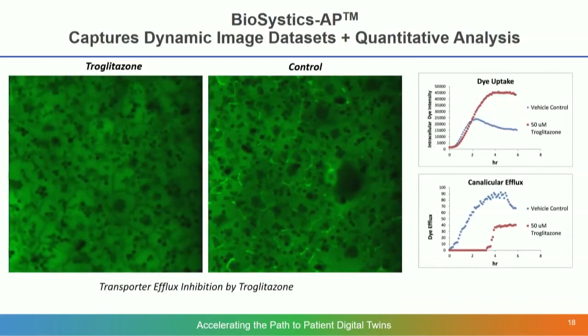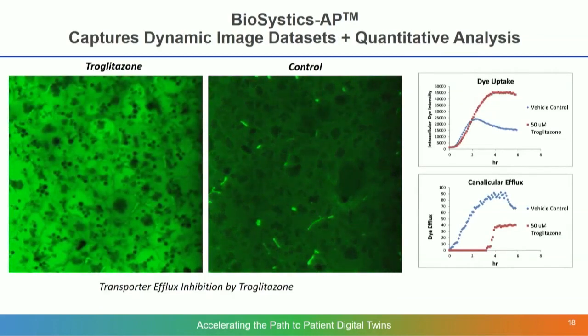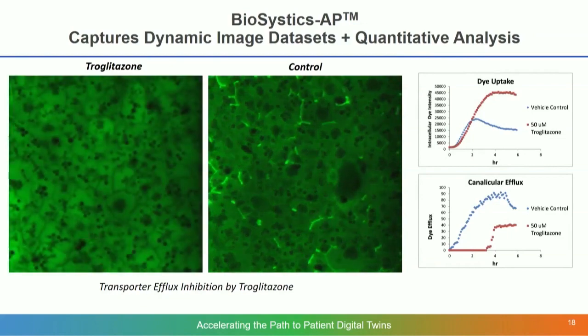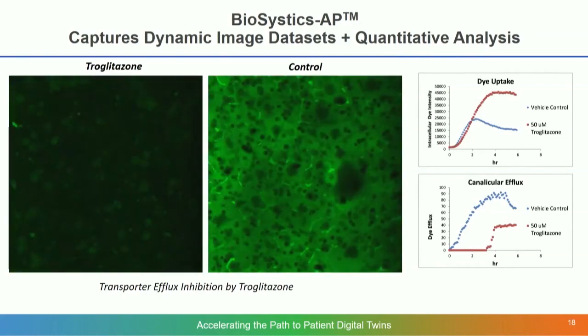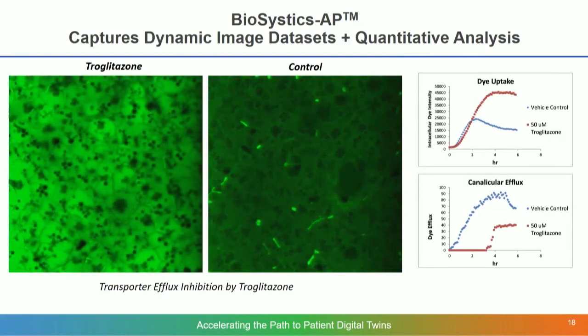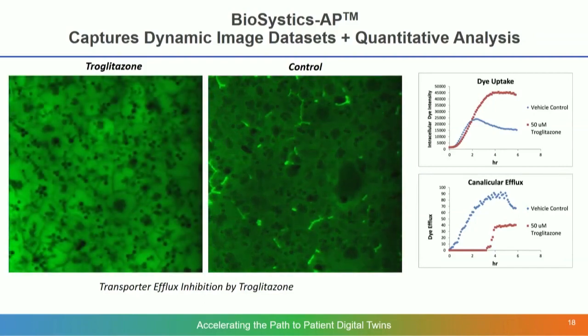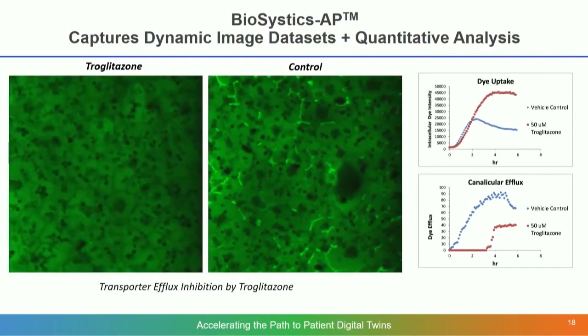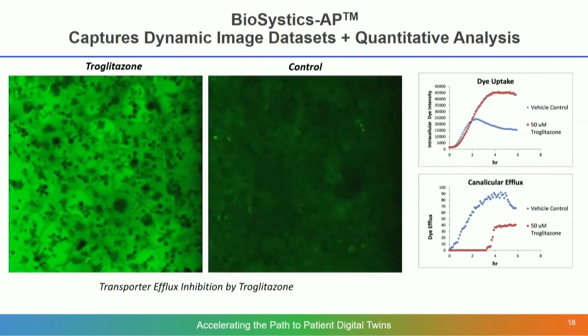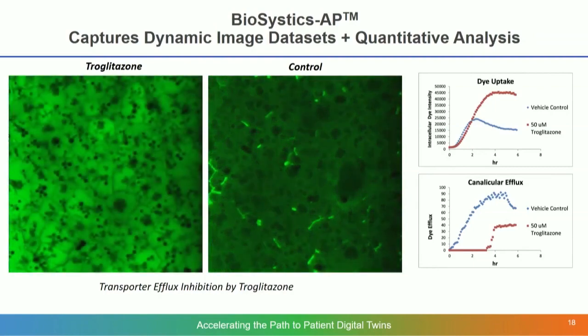The AP is also really great for not only image storage and video storage, but also for quantitative analysis. So what you're seeing here are control and then troglitazone treated, for understanding transporter efflux inhibition. And this is quantification that you can actually do within the BioSystics AP.